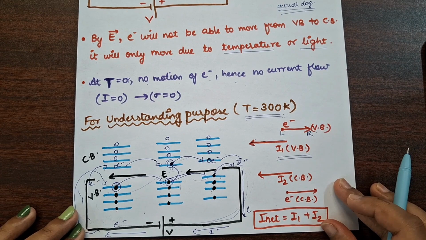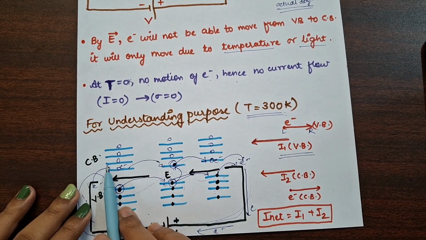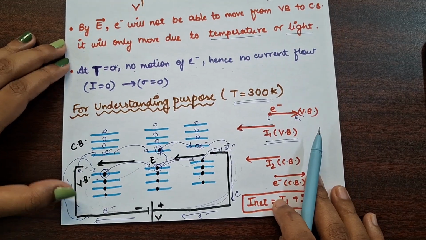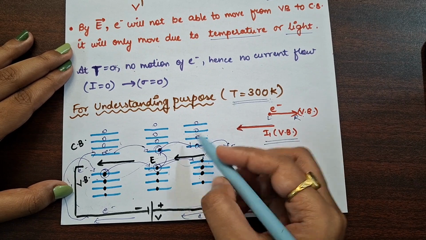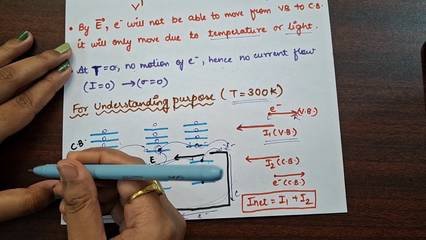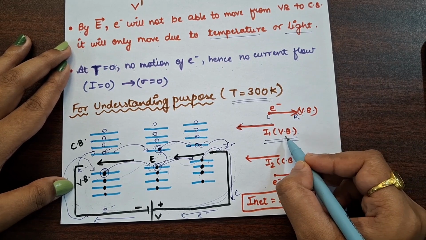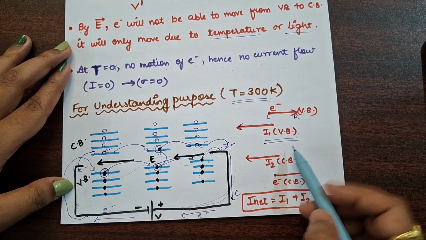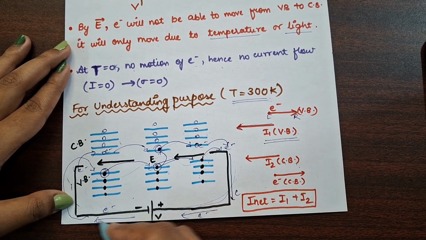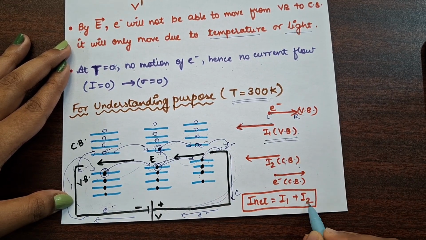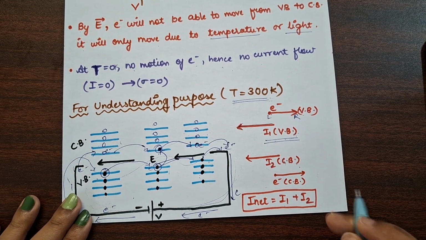Are you able to understand the two different flows of current, due to the valence band and due to the conduction band? Here also you will observe that the electrons are moving in the rightward direction, and hence the current will flow in the leftward direction. So you can add these two currents, I1 and I2. I1 is due to the valence band and I2 is due to the conduction band, and hence the net flow of current will be I1 plus I2, and there will be a flow of current in this circuit.